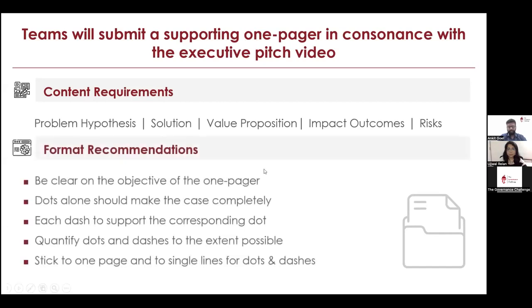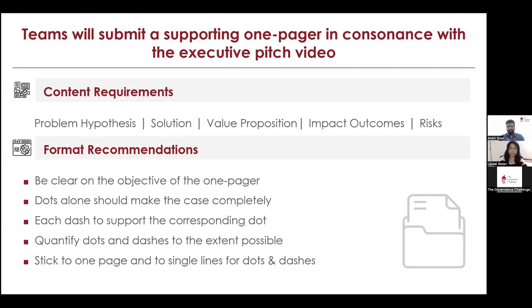Again, there are certain recommendations with respect to the one pager that you create. First, let's be very, very clear on the objective of the one pager, right? The requirements, all of them, need to be clearly communicated through the one pager, and the solution should clearly come up. And it is essentially supporting content for the video that you have created, right?